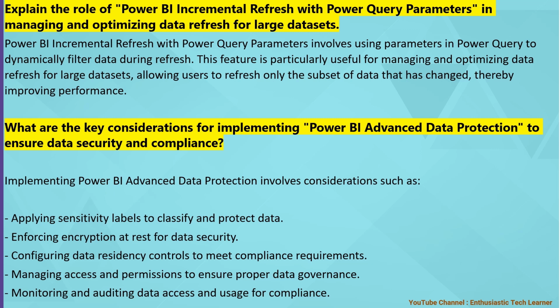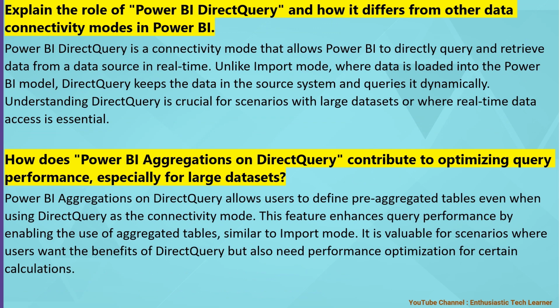What are the key considerations for implementing Power BI Advanced Data Protection to ensure data security and compliance? Implementing Power BI Advanced Data Protection involves considerations such as applying sensitivity labels to classify and protect data, enforcing encryption at rest for data security, configuring data residency controls to meet compliance requirements, managing access and permissions to ensure proper data governance, and monitoring and auditing data access and usage for compliance.